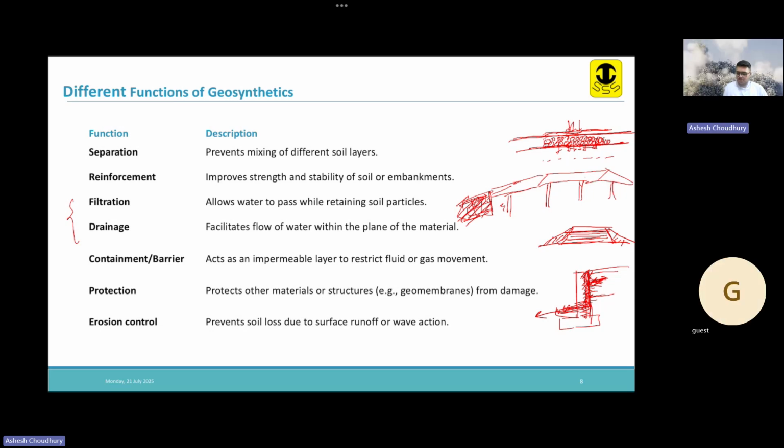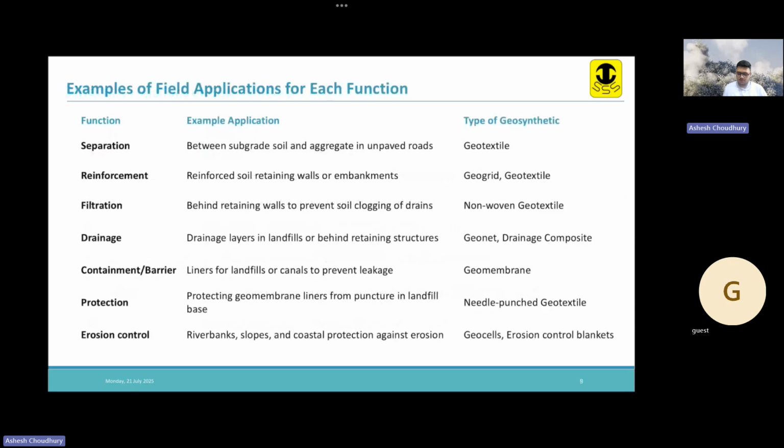All right. So now let's go to the next one. As I said, we have seen these functions, right? So now which geosynthetic is used for which purpose? Let us see, generally, which geosynthetic is used for which purpose. First is the separation between separate soil and aggregate in unpaved road. This is one example that I discussed with you.